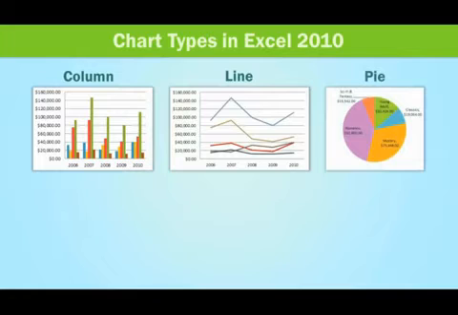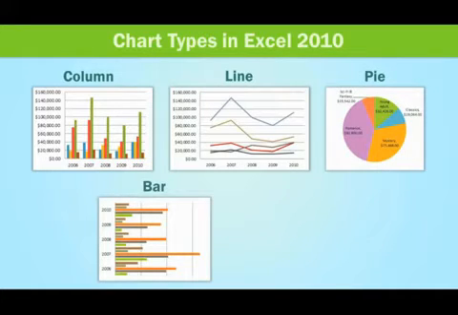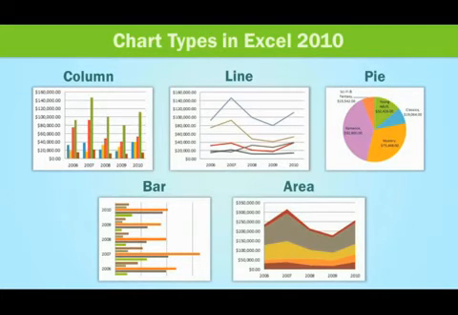Pie charts let you easily compare the proportions of different items. Bar charts are basically just column charts, except they use horizontal bars. And area charts are like line charts, except the areas under the lines are filled in. And there are also some other types that are a bit more specialized.